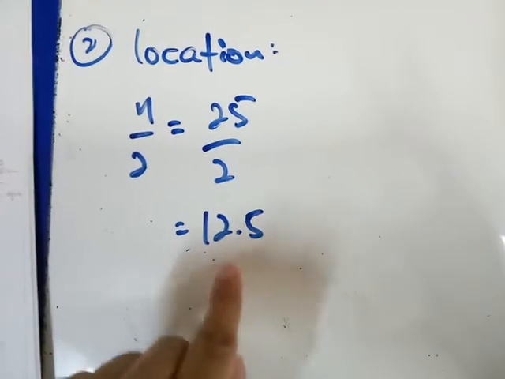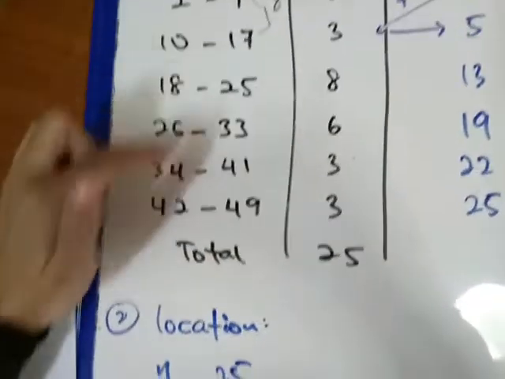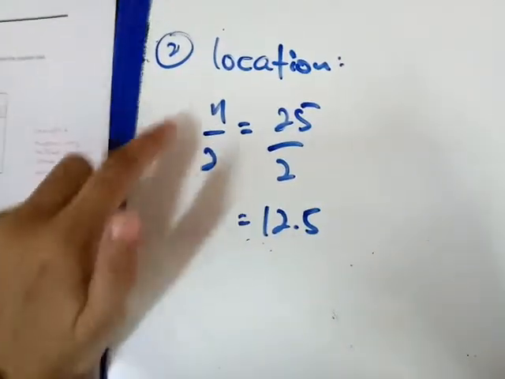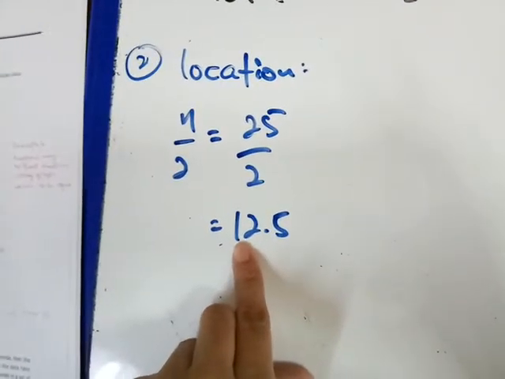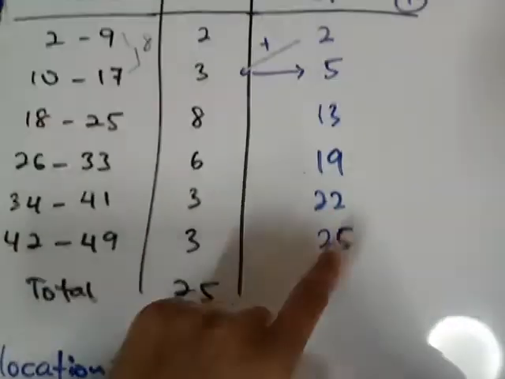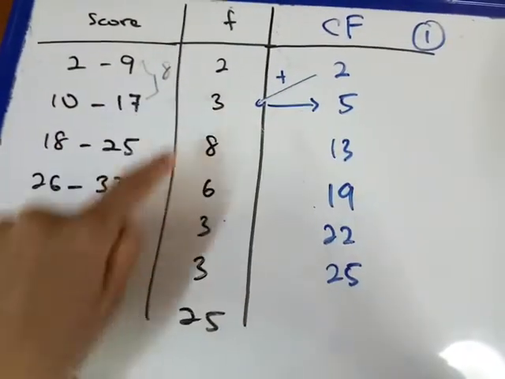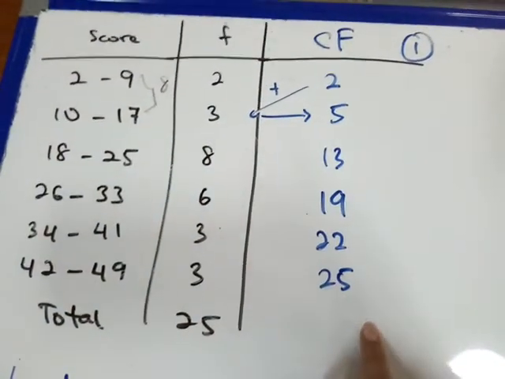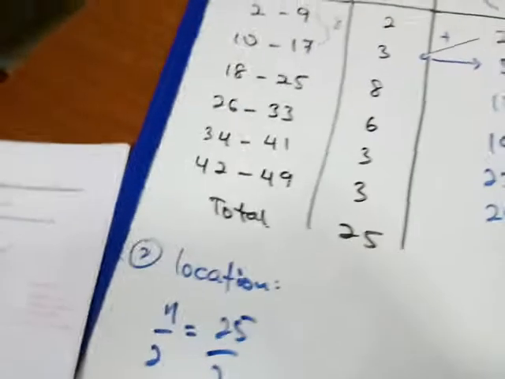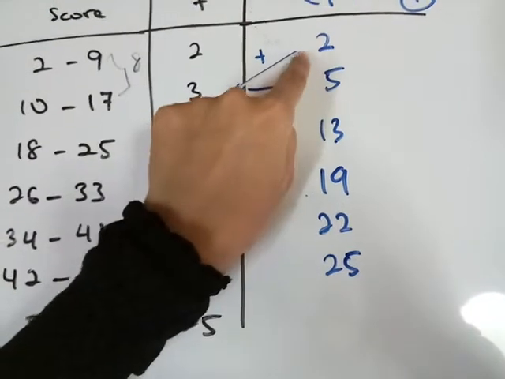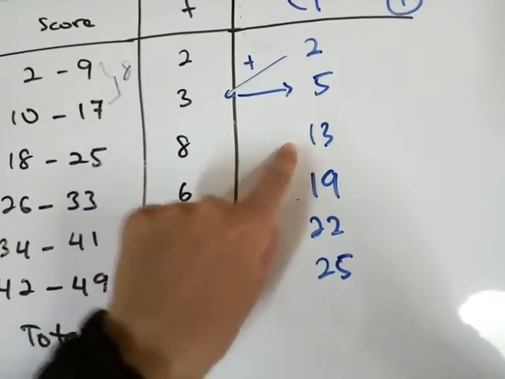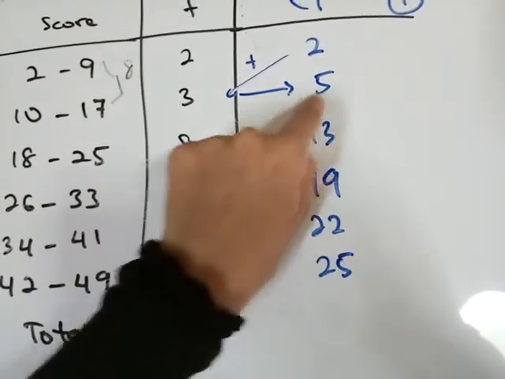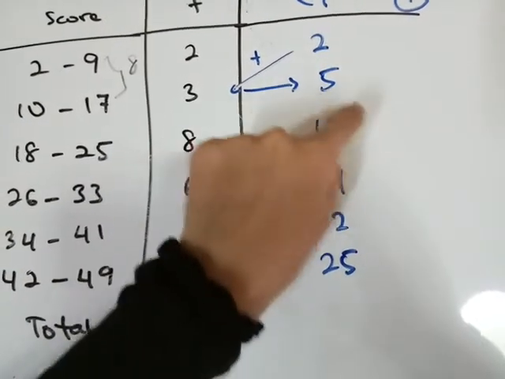This is how we find the location of the median for group data. You have to do n divide 2, so 12.5. Where do you look for 12.5? At the cumulative frequency, not the frequency. Is 12.5 in the position of 2? No. Of 5? No. Of 13? Yes. 12.5 is within the position of 13.